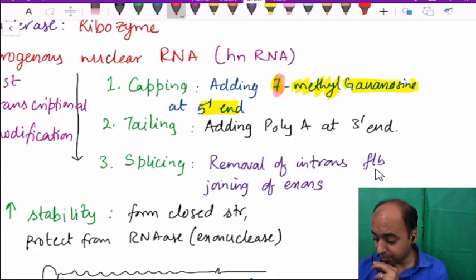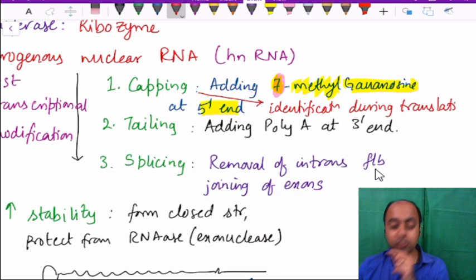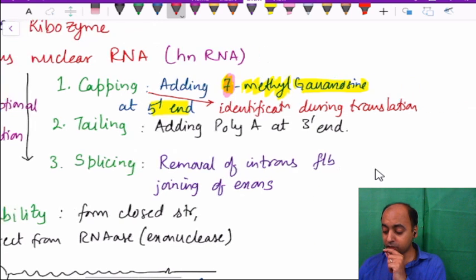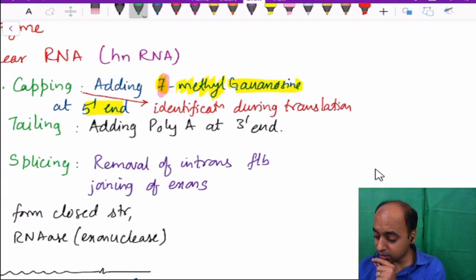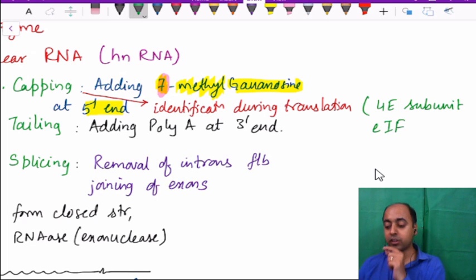In addition, the capping has another important function. It is used for identification during translation. A lot of RNA is there in the cytoplasm. Which of them is the messenger RNA? How to identify the messenger RNA? We identify the messenger RNA with the help of the 7-methylguanosine cap. The RNA which has the 7-methylguanosine is the messenger RNA. That is the RNA we are going to take for translation. This identification is done by the 4E subunit of eukaryotic initiation factor 4F. We'll see this when we are doing the translation.